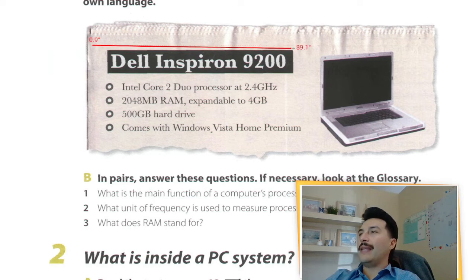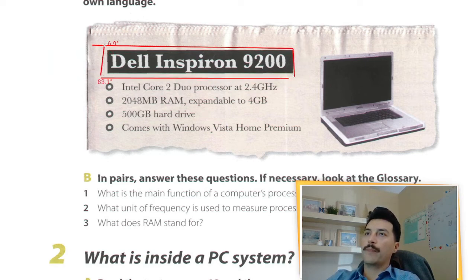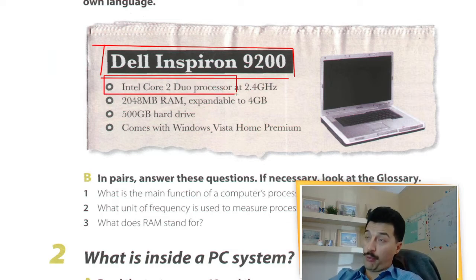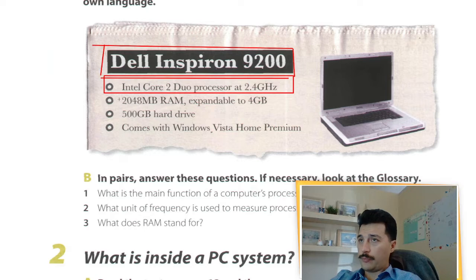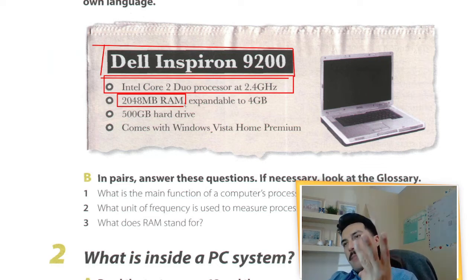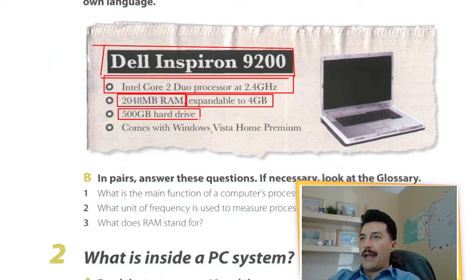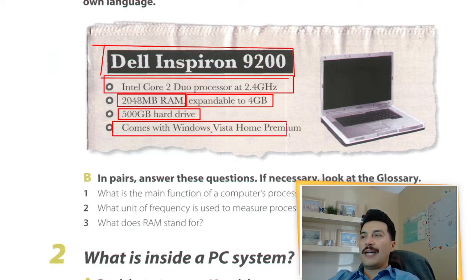Dell Spyron 9200. Intel Core 2 Duo processor at 2.4 gigahertz. 2048 megabyte RAM, random access memory, expandable to 4 gigabytes, 500 gigabyte hard drive, comes with Windows Vista Home Premium.